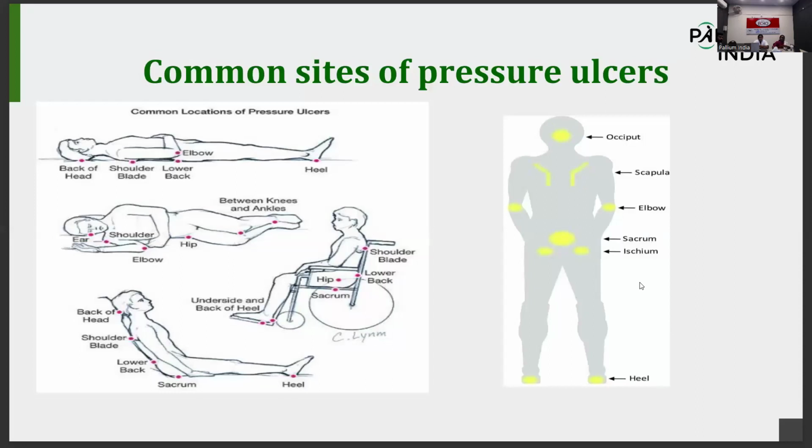Next is common sites of pressure ulcers. According to the position of the patient, the sites vary. Some of the patients are mainly in sitting position, that is, wheelchair-bound patients who are mainly in the wheelchairs only. Some of them are fully bed-bound, in a supine or side-lying position. In ICU, some of them are most commonly in Fowler's position. So according to the position of the patient, the site of pressure ulcers varies.